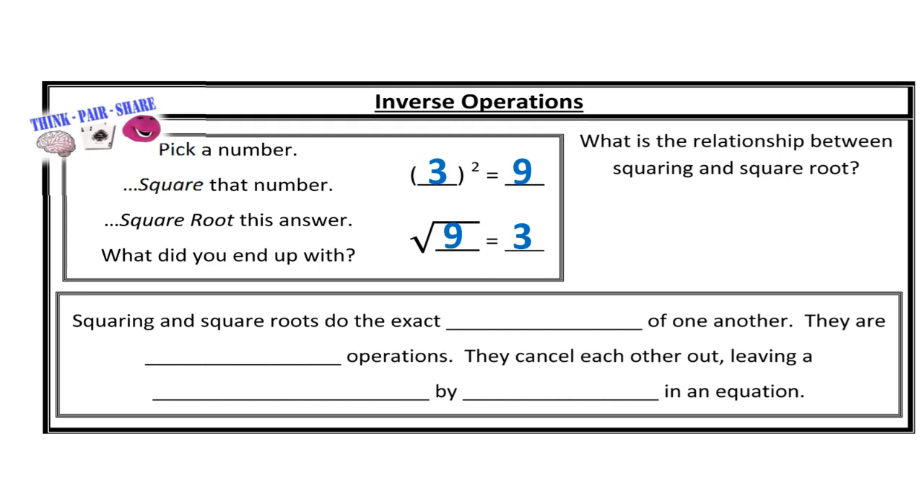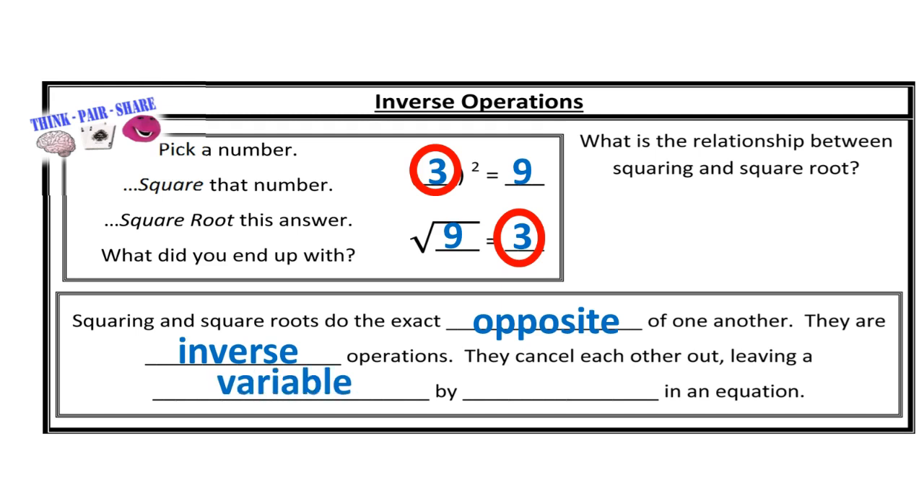When I square a value, I'm taking a value and multiplying it by itself 2 times. When I take a square root of a value, I'm finding two values that can be multiplied together to create the starting value. In your own words, what is the relationship between squaring and a square root? Squaring and square roots do the exact opposite of one another. They are inverse operations. We like to say that they cancel each other out, leaving a variable by itself in an equation.